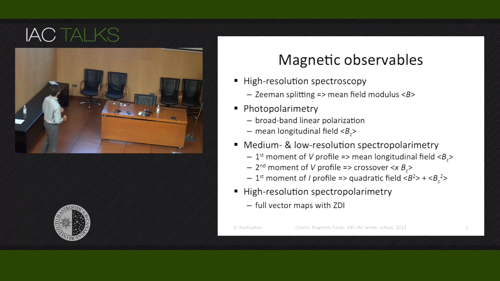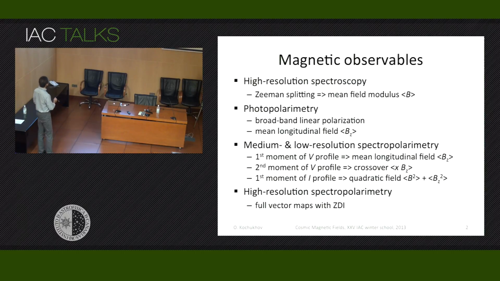In particular, I was talking about the simplest magnetic observable, and the one which probably relies on the least number of approximations: measuring simply the separation between pi and sigma components, or sigma components, in the spectral lines resolved by the Zeeman effect. In that measurement, we are deriving what is known as the mean field modulus. That's the disk averaged modulus, the absolute value of the magnetic field.